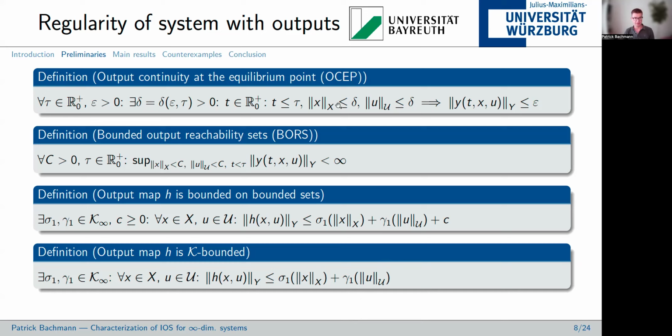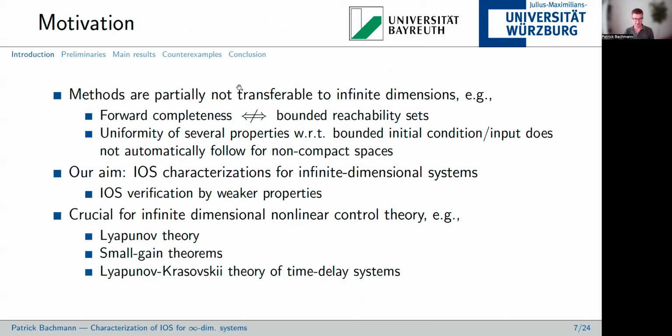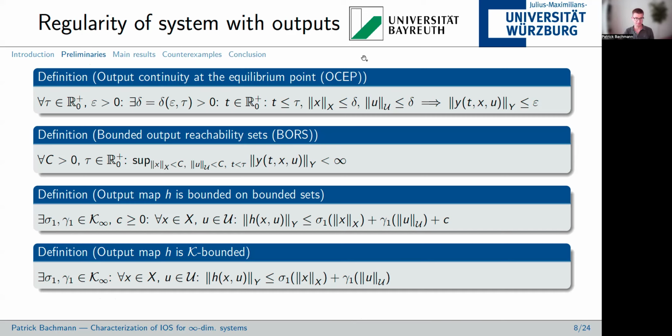What we have here at first is the so-called output continuity at the equilibrium point, which basically means that for a fixed time tau, which is arbitrary but fixed, and for some small parameter epsilon, we are able to choose a parameter delta small enough so that for small initial values and small inputs, we remain in this finite time in a tube which has output smaller than epsilon.